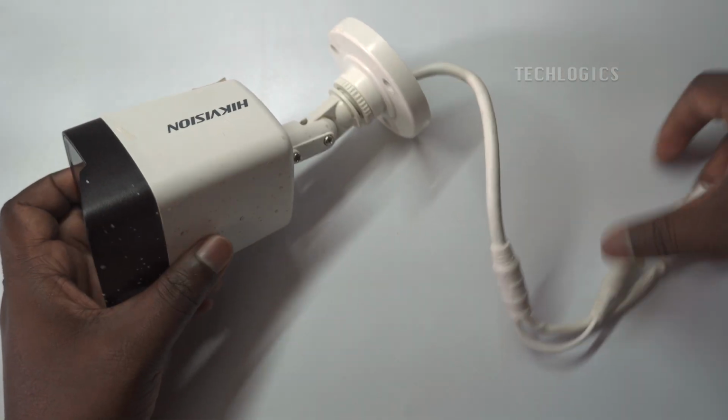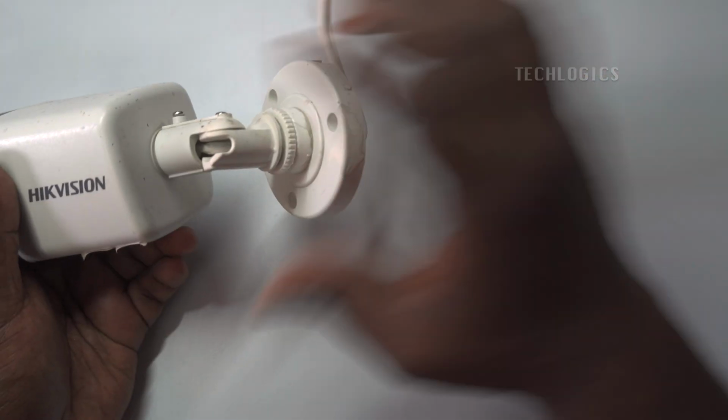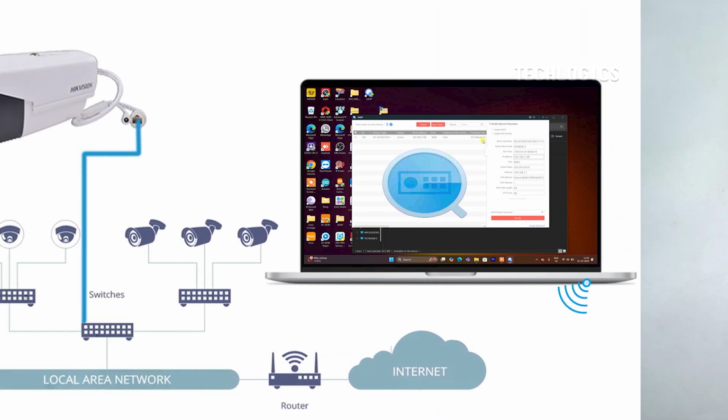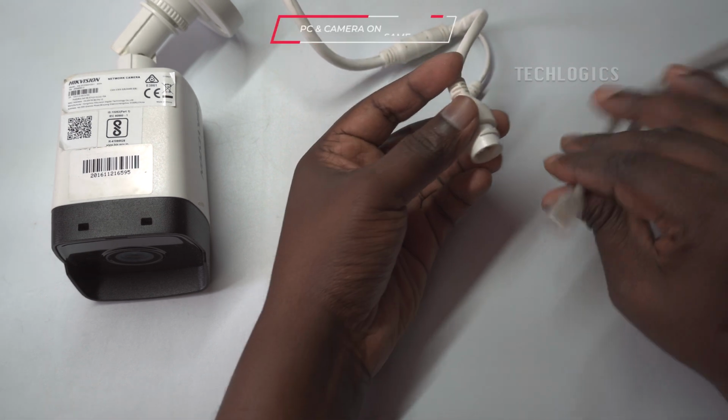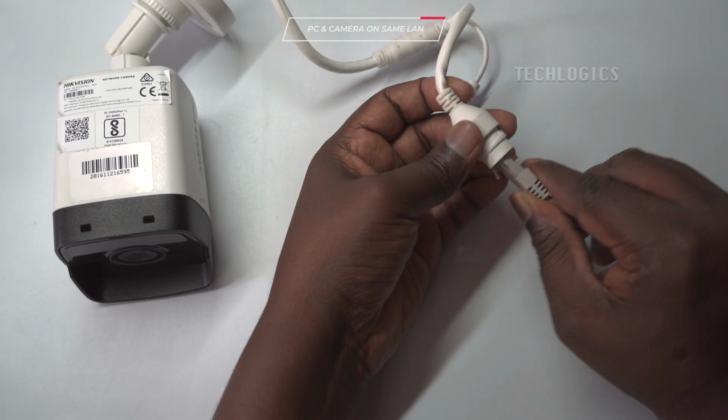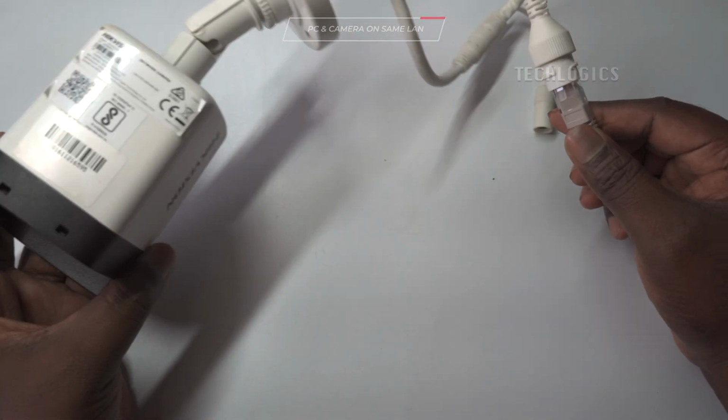Ensure your Hikvision IP camera, dome or bullet type, and your PC or laptop are connected to the same local area network, LAN, on the same router or switch for direct communication. Your PC should have an active internet connection for downloading the SADP tool and sending emails.